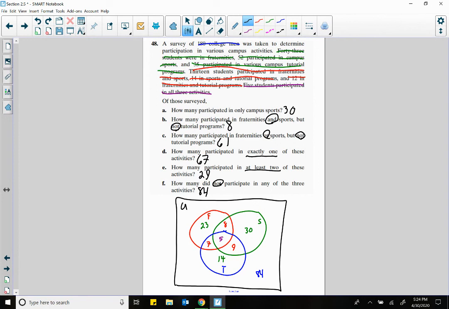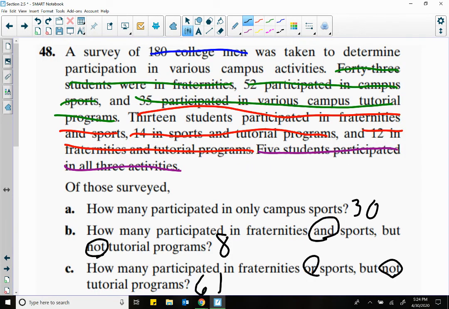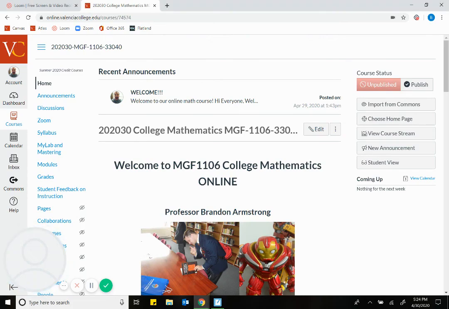But with that being said, this ends Chapter 2. So you have everything that you need to know about Venn diagrams. Enjoy and good luck.